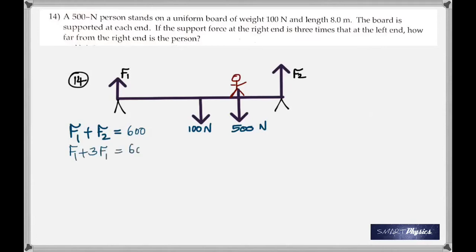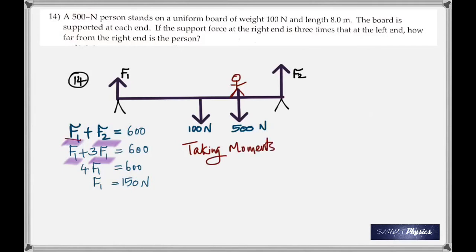But the problem says that F2 is 3 times F1. So, we can get F1 now. 600 divided by 4, which is 150 newtons. Now the second condition. We're going to take the torque about one end. Why? Because if you take it about one end, it automatically cancels out the torque. Okay, the right end. So now there's not going to be any torque due to F2 because there's no distance.